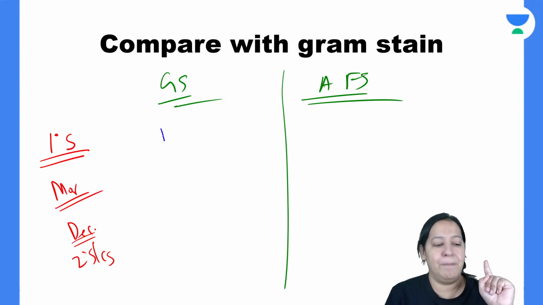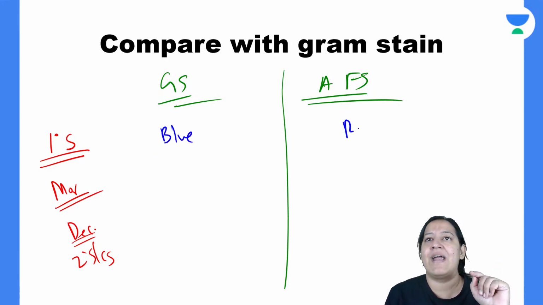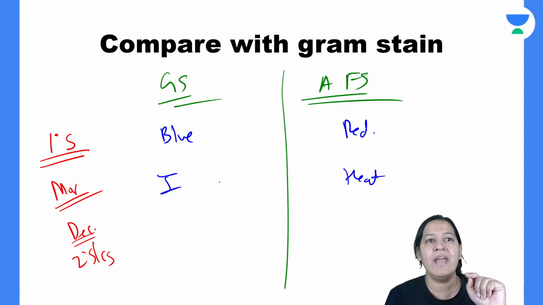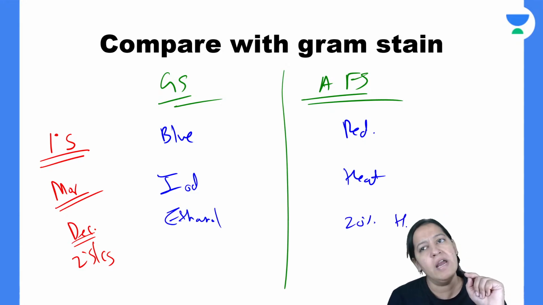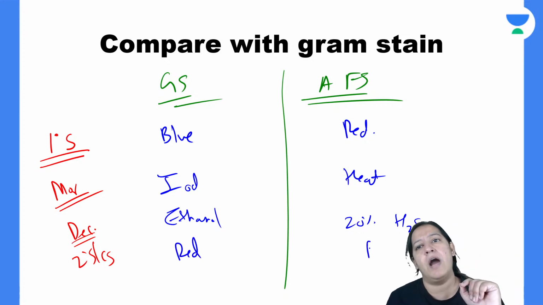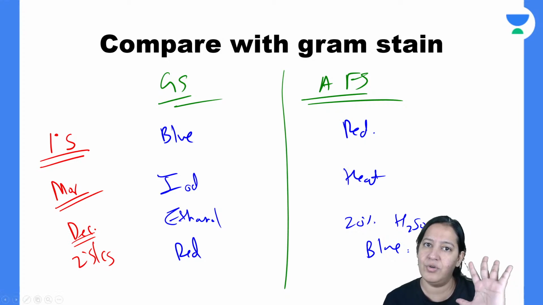So primary stain is a blue stain here, and here it is a red stain, right? Mordant here is iodine, here is heat, right? Decolorizer here is alcohol, ethanol, and here is 20% H2SO4 by default, and you know the modifications. Secondary stain here is red and here is blue. I guess the concept is clear to you. Give me a thumbs up.